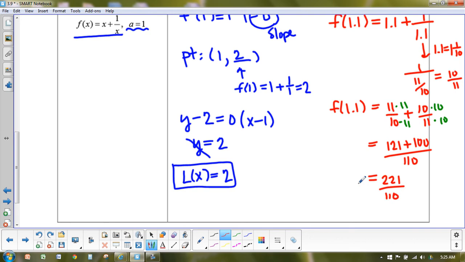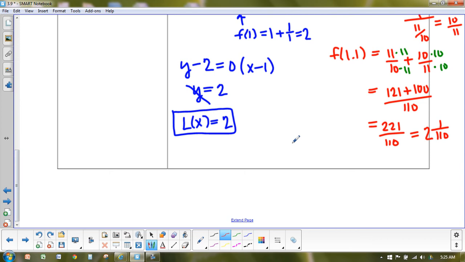So if you ever have to find error, error would be in absolute values, the difference between f of 1.1 minus L of 1.1. We put it in absolute values because it really doesn't matter if you subtract L first or f first. It's just how far apart those are. And so if you go back up and compare 2 and 1 over 110, and then just 2, those would be 1 over 110 apart. So the error would be 1 over 110.